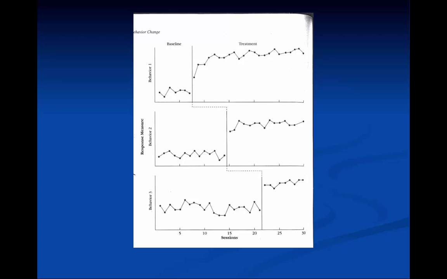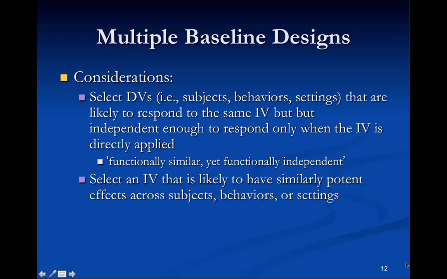And ABABA is a better demonstration. So this, you can demonstrate it across two behaviors. That's a pretty good demonstration. 3, it's even more unlikely that there's some confounding. 4, well, heck, it's really unlikely that some other confounding variable could have occurred. Okay. All right. So there's some considerations when you're doing any kind of multiple baseline designs.